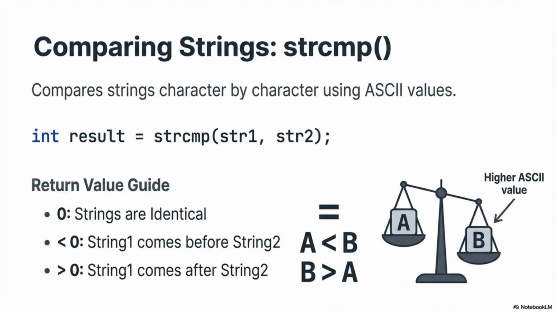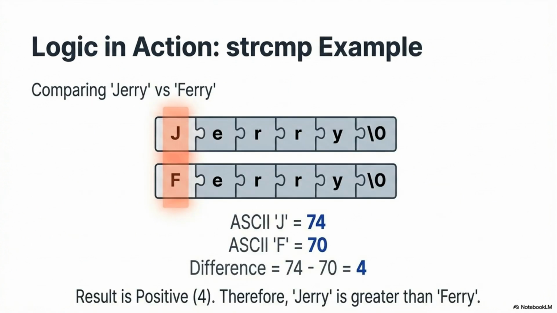`strcmp` compares two strings character by character using their ASCII values. A return value of 0 means the strings are identical. A negative value means the first string comes before the second, and a positive value means it comes after. For example, comparing Jerry and Ferry, the difference in the first character's ASCII values determines the result. Since J is 74 and F is 70, the result is positive, indicating Jerry is greater.